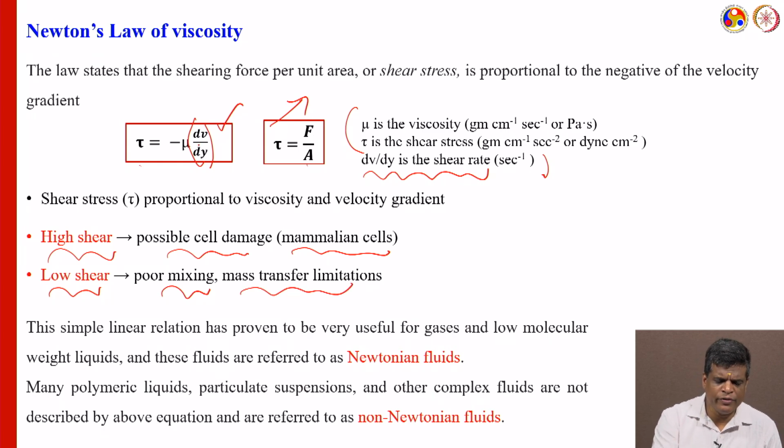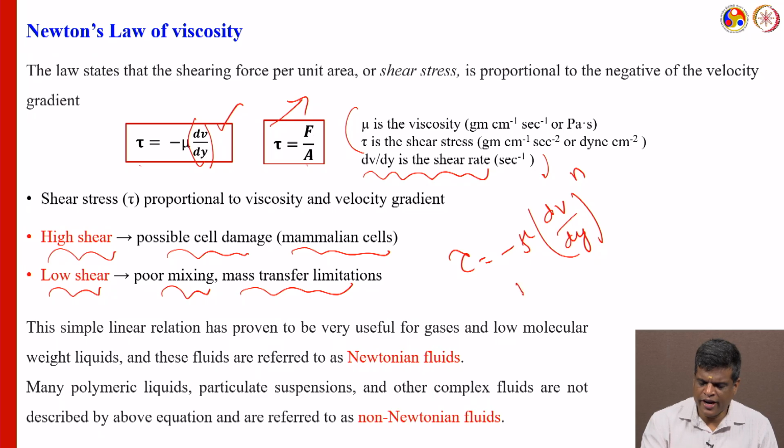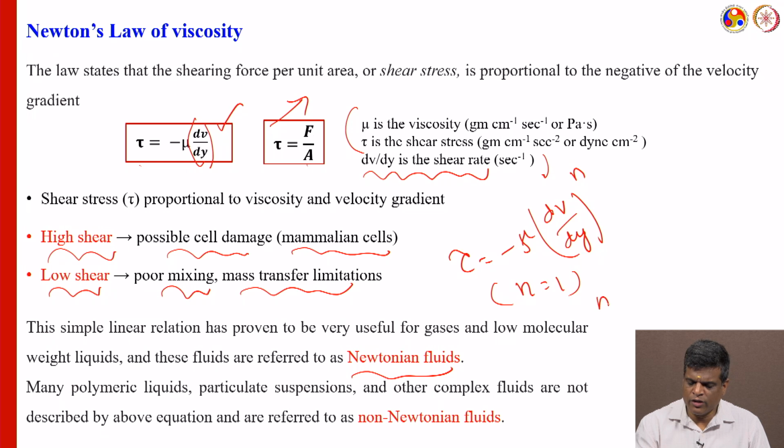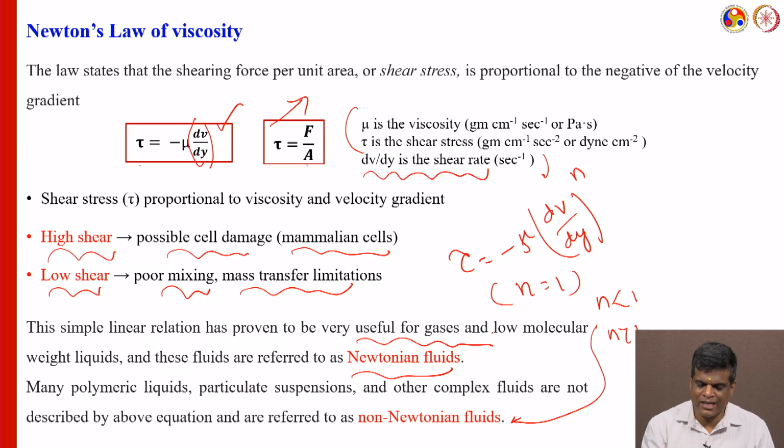Very simply, take tau equals minus mu times dV by dy to the power n. If n equals 1, we call it a Newtonian fluid. If n is less than 1 or greater than 1, it falls in the non-Newtonian fluids. Normally the Newtonian fluids are gases and low molecular weight liquids. Many polymeric liquids, particulate suspensions and other complex fluids come under the category of non-Newtonian fluids.